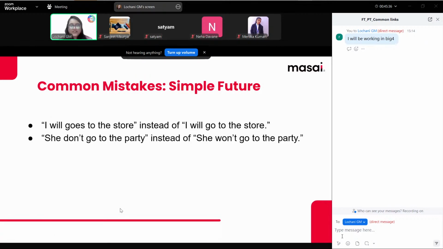There's one more sentence from Dipanshu. I will hang out with my friends after attending all the classes. Okay, awesome. That's good. Cool.